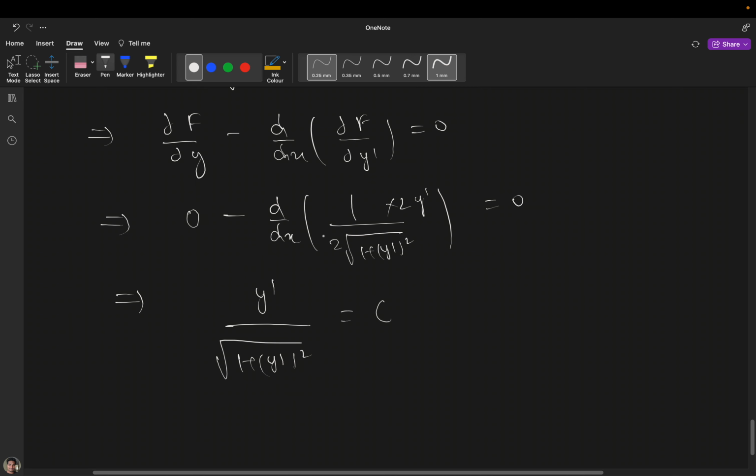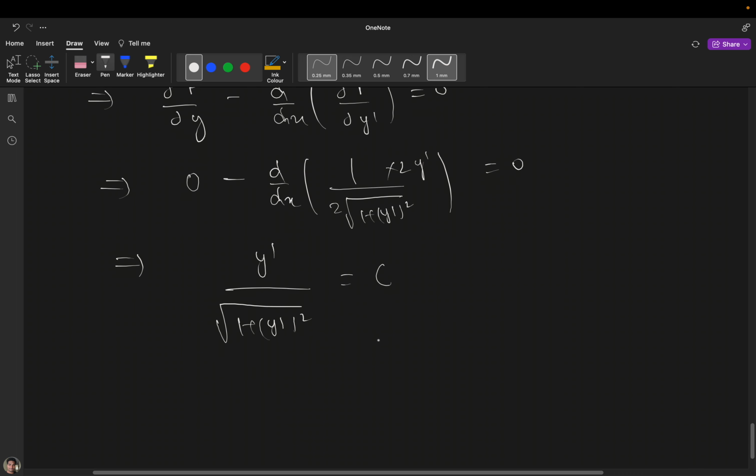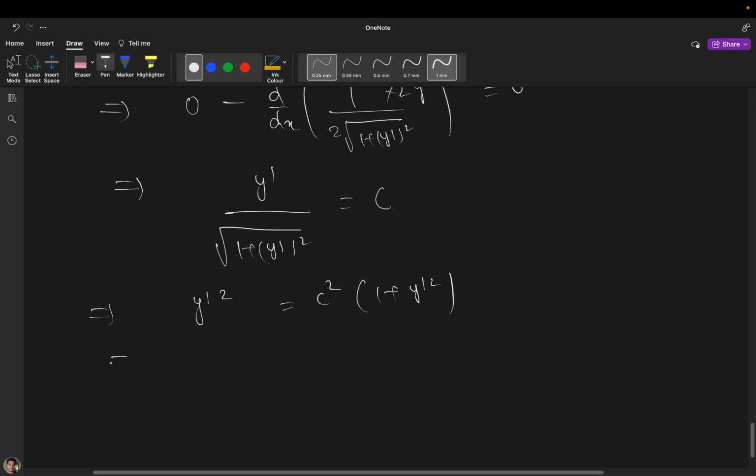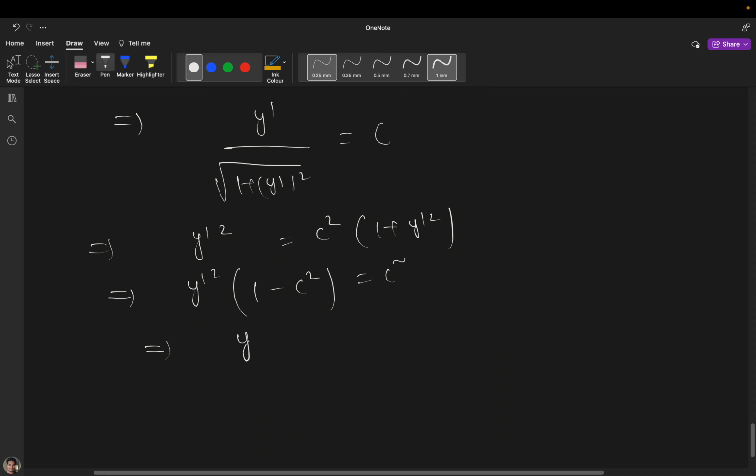I can directly move here and integrate it, and it will become this. Now I will square both sides. So this will become y dash square equal to c square into 1 plus y dash square. And if we take common of y dash square, it will become 1 minus c square, equal to c square, and y dash equal to c divided by square root of 1 minus c square.